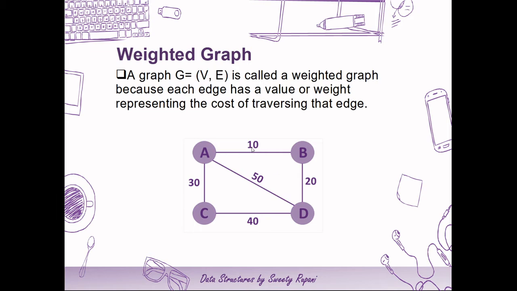So when cost, or we say weight, is added to an edge, such a graph is referred to as a weighted graph. You can see this graph connected with edges, but along with the edges, they are given some data values. They are given some numbers which represent the weight of that particular edge, or we can say the cost of traversing from node A to node B would be 10. Similarly, cost is given for each and every edge. This type of graph is referred to as a weighted graph.